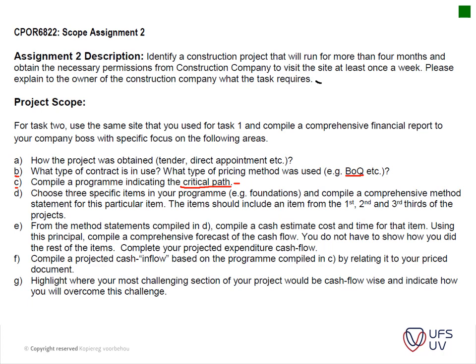Then from the method statement compiled in D, compile a cash estimate cost and time for that item using this principle, and compile a comprehensive forecast for your cash flow. You do not have to show the rest of the items. So you're showing me 3 specific items in detail, how you worked out the projected cash flow, and now you're going to apply that to all your other items. So you're going to compile a comprehensive cash flow for the entire project.